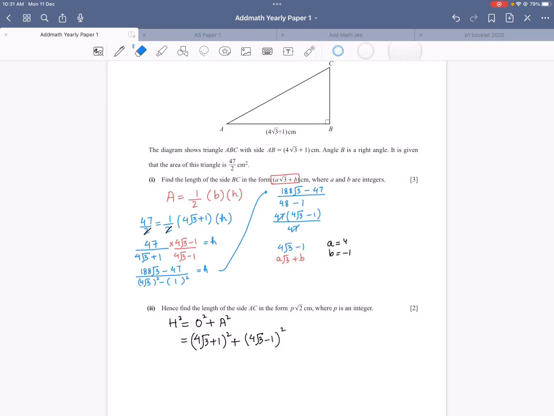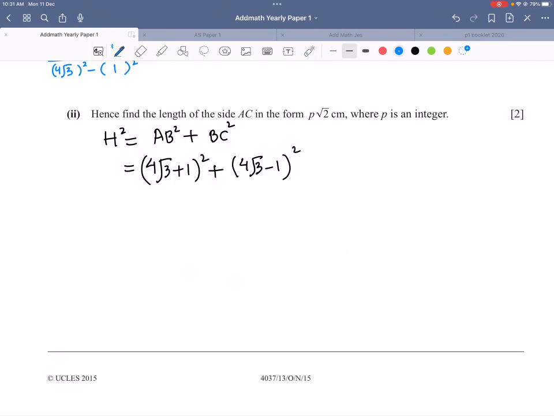So if it is a little bit confusing for you, let me rewrite the formula again. H² equals AB² plus BC². Alright. After that, we need to expand using an identity here. That will be A² plus 2AB plus B². That is the first bracket. The second bracket, A² minus 2AB plus B². Plugging in the values, A is 4√3, 4√3, 1 and 1. Similarly, the next one, 4√3, 4√3, 1 and 1.